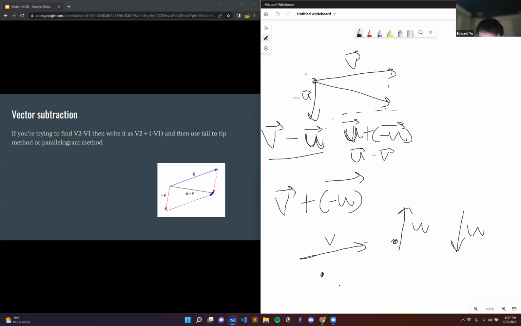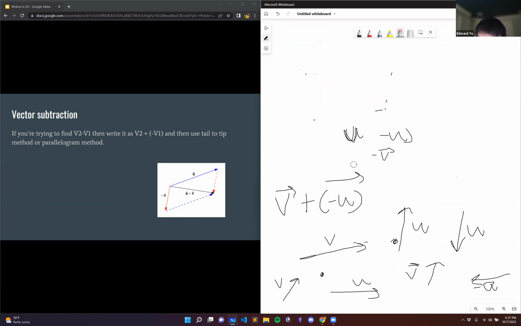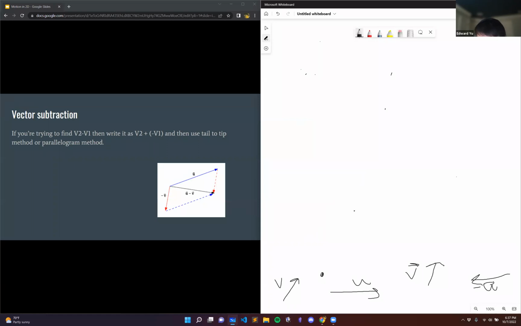Another example could be if you have a vector like this, v, and then this is u. If you're trying to find v minus u again, this would still be v, and then u would just be like this. This would be a negative u. So I'll draw it again. This is v, and then this would be negative u.